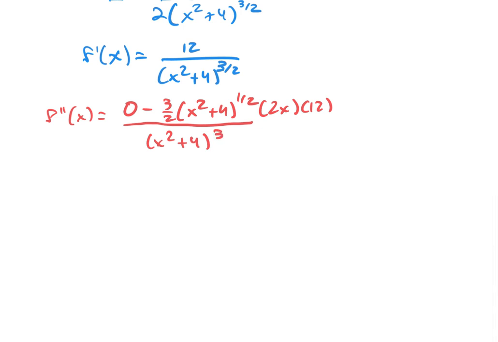And again, that part there, if you're unsure, is coming from taking the bottom, x squared plus 4 to the 3/2, and squaring that whole thing.